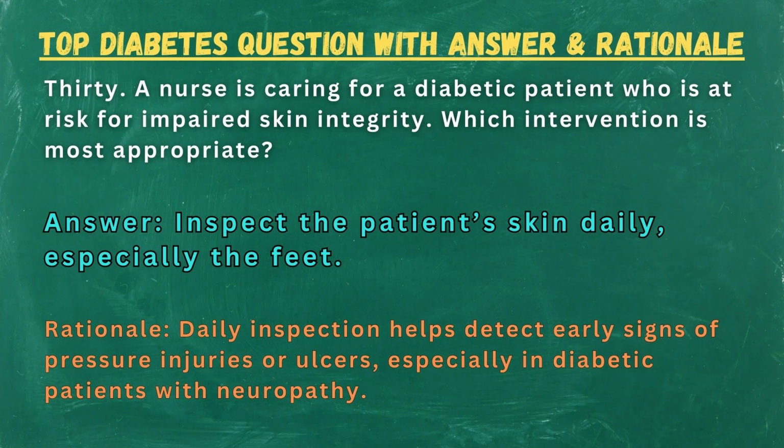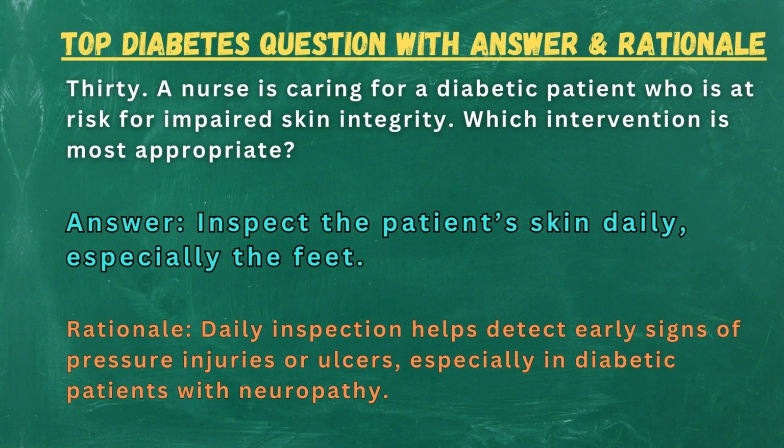30. A nurse is caring for a diabetic patient who is at risk for impaired skin integrity. Which intervention is most appropriate? Answer: inspect the patient's skin daily, especially the feet. Rationale: daily inspection helps detect early signs of pressure injuries or ulcers, especially in diabetic patients with neuropathy.